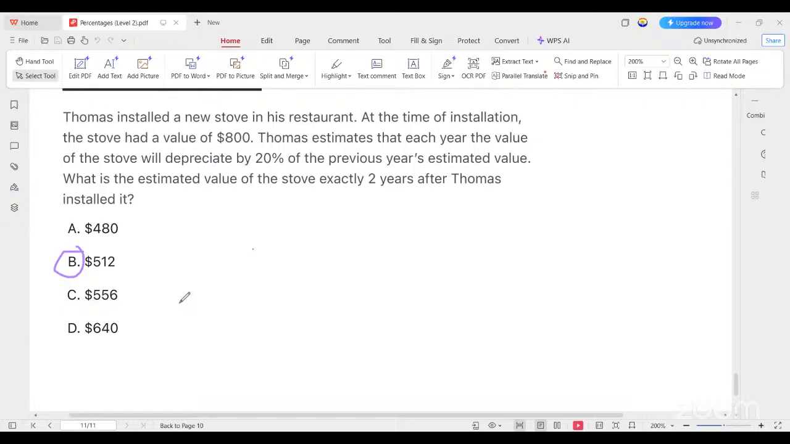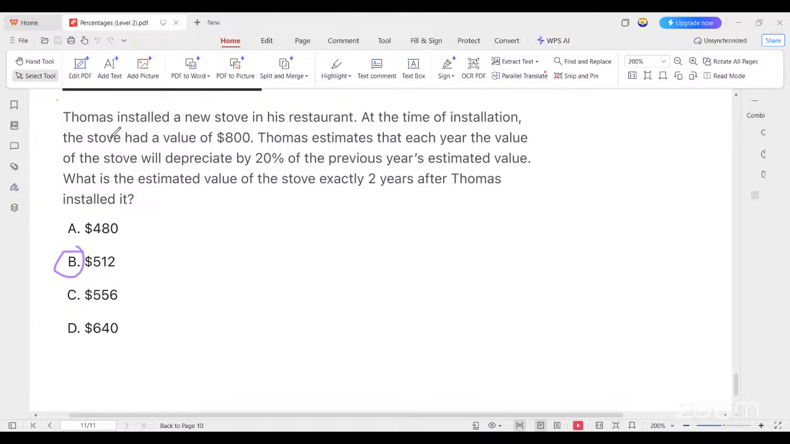Yes, Sahili, you can explain. I did 800 times 0.20, and then I subtracted what I got from 800, and I got 640. Then I did 640 times 0.20, and subtracted that number from 640. That is correct. But is there any direct method? I explained a straight away direct method a couple of questions back. What you did is perfect, and you got the right answer.